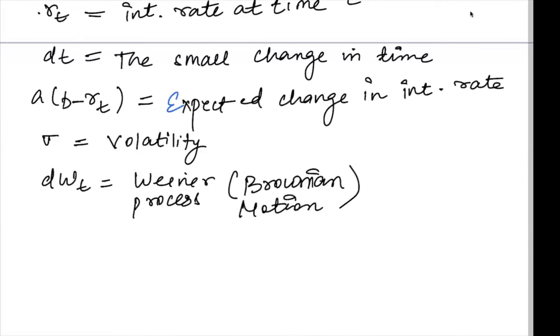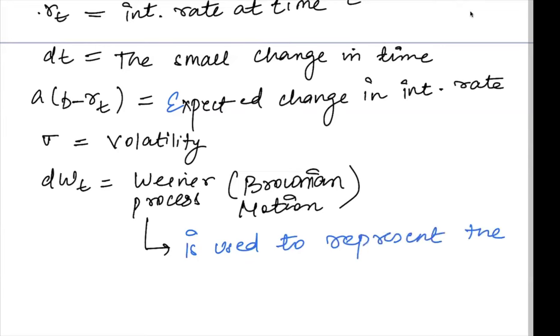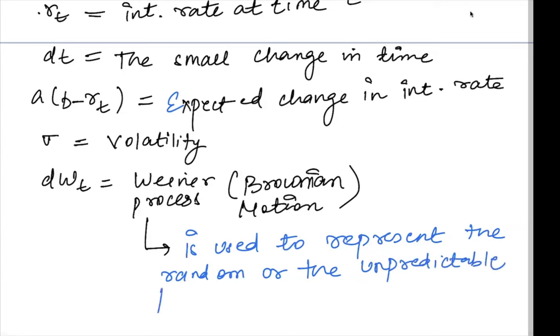Now what is this Wiener process in Vasicek? Or let's say, why do we need this Wiener process? It is used to represent the random or unpredictable fluctuations in the interest rate over time.